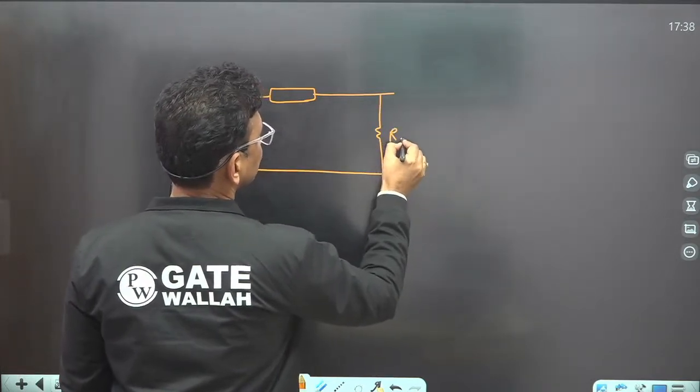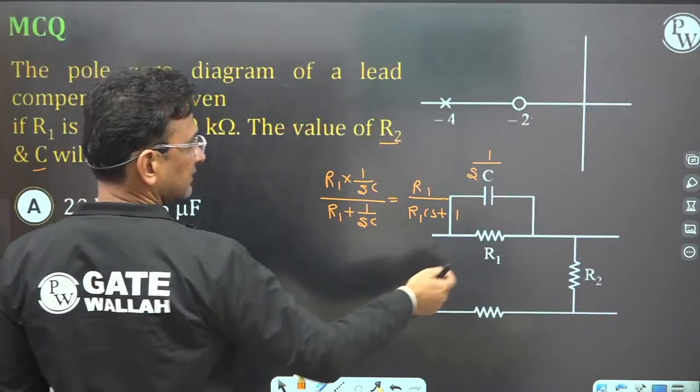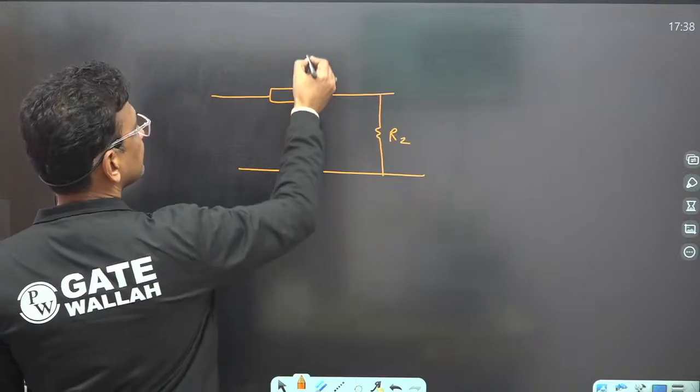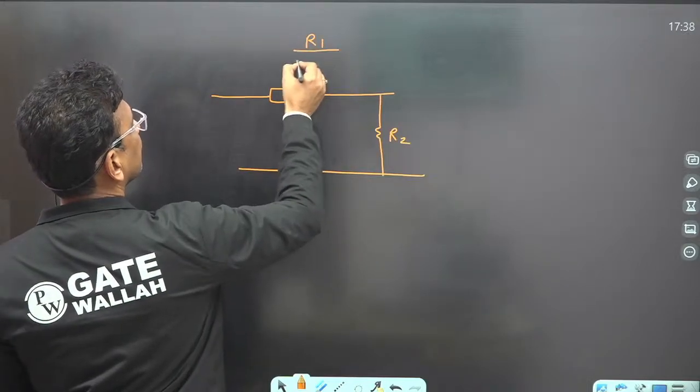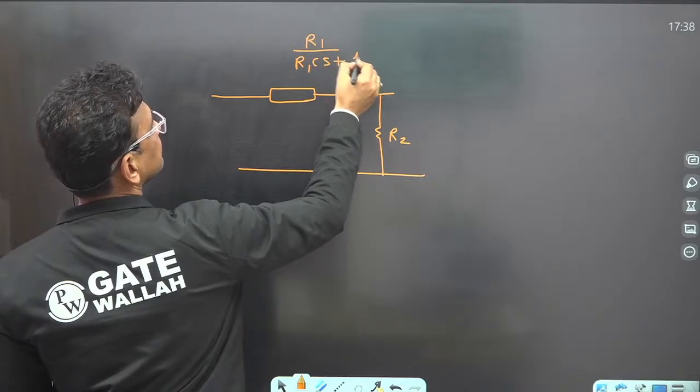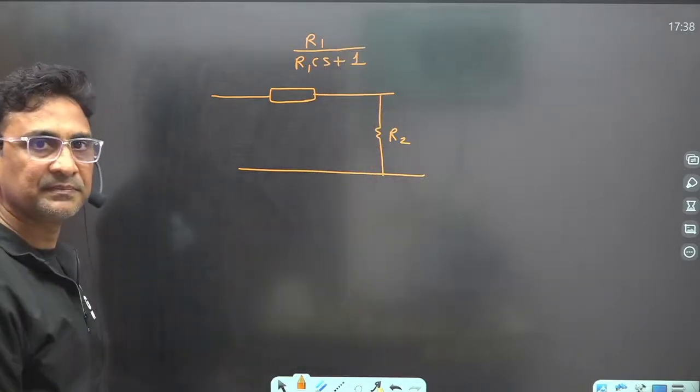This is R2, and the equivalent of this impedance becomes R1 upon R1 CS plus 1. Clear?